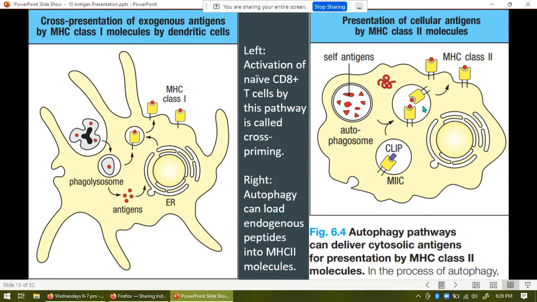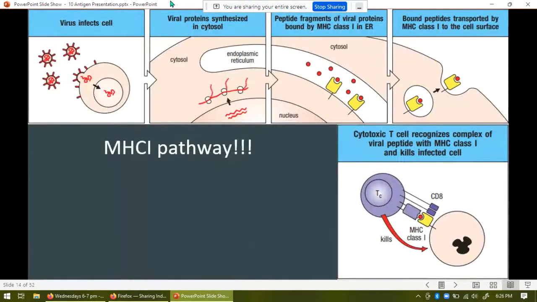Okay, so both things can happen. MHC I can be loaded with proteins from inside the cell or outside the cell, although inside is more common. And MHC II can be loaded with peptides from outside the cell or inside the cell, although outside the cell is more common. Okay, so those are weird exceptions that ought to be mentioned before we get into this. So here's the MHC I pathway in a nutshell.